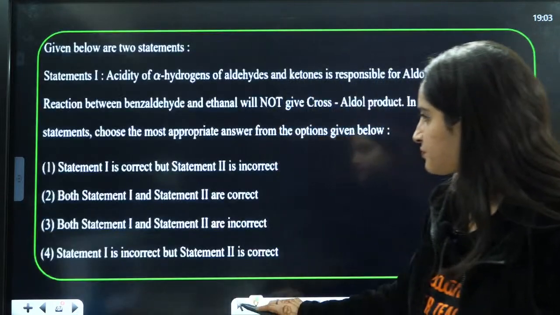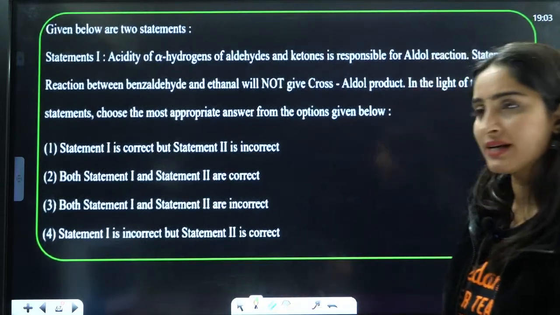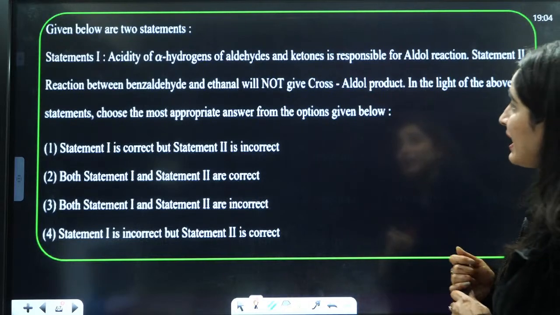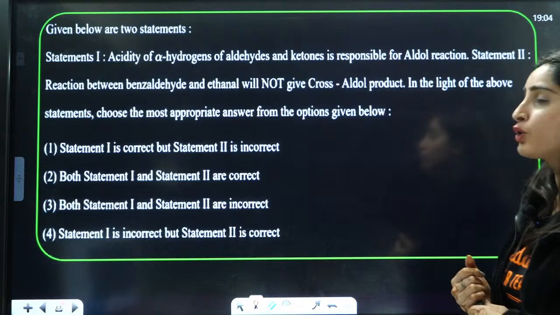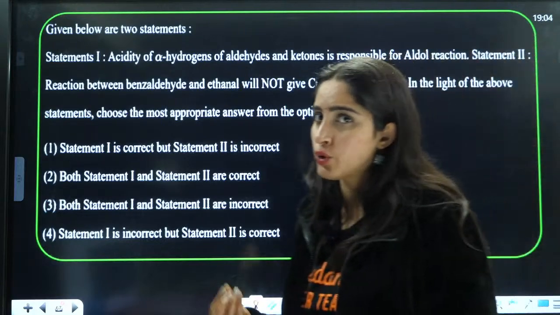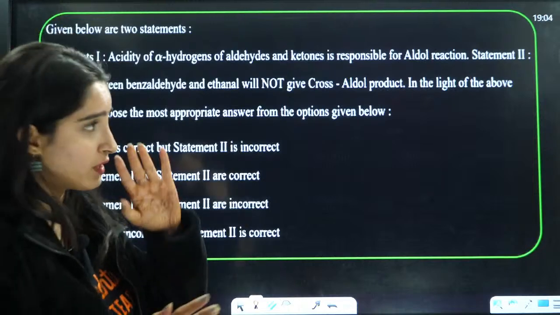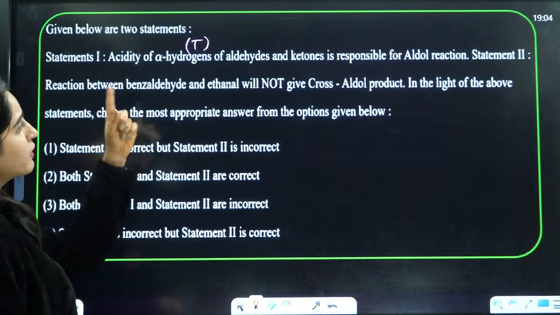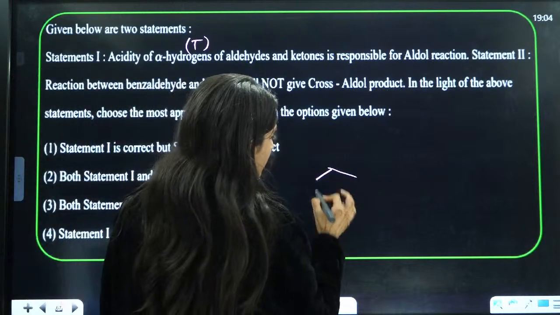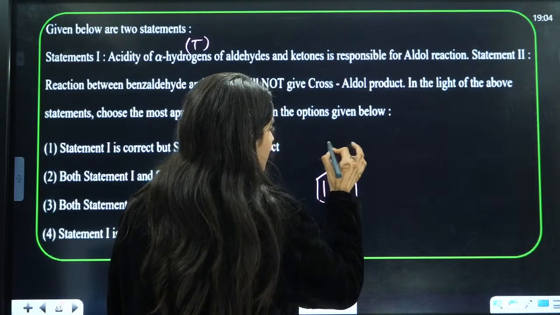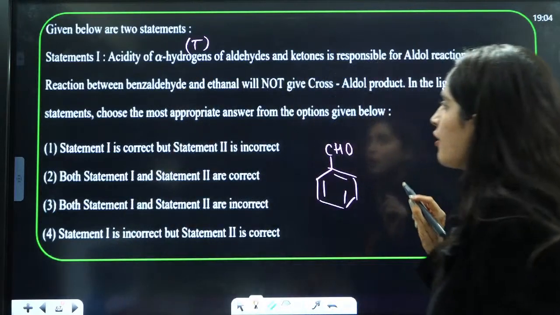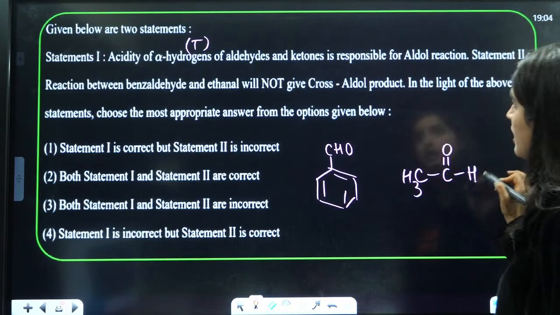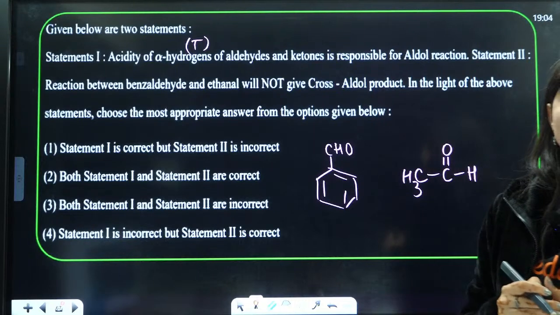Next is, two statements are given to you. First statement is acidity of alpha hydrogens of aldehyde and ketone is responsible for aldol reaction. Definitely, in aldol reaction, you must have alpha hydrogens, only then aldol reaction will occur. So that is true. Second is reaction between benzaldehyde, what is benzaldehyde? This thing, CHO. And ethanal, what is ethanal? CH3CHO. Will not give cross aldol.